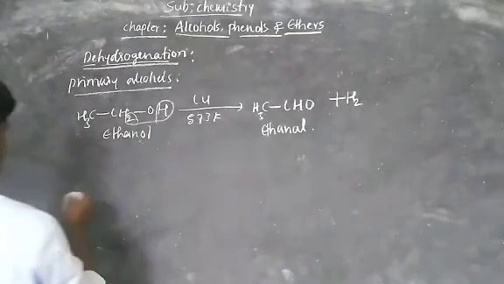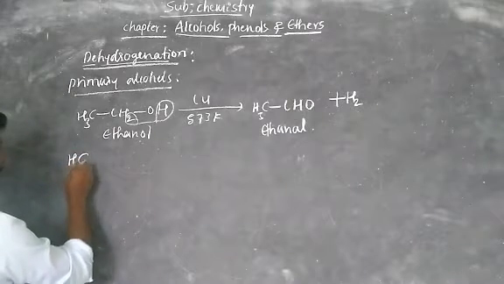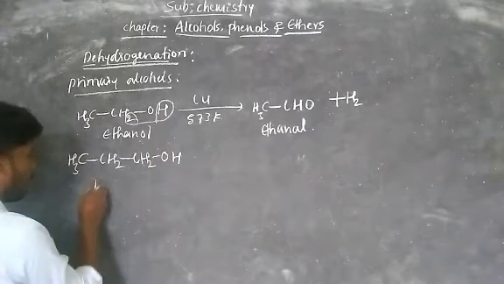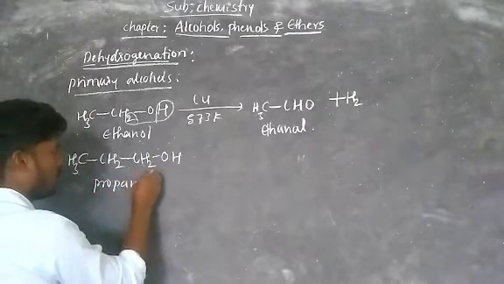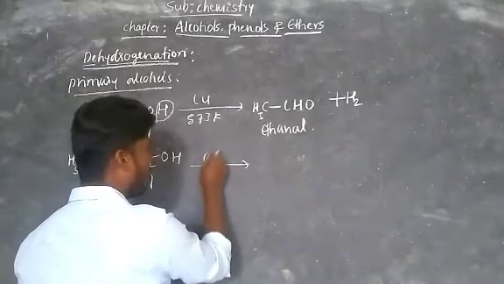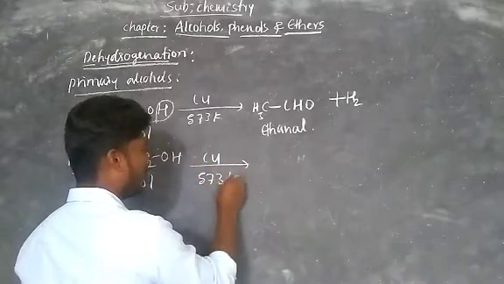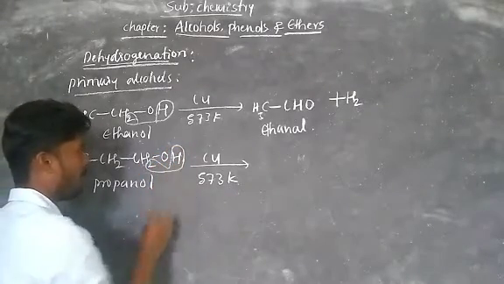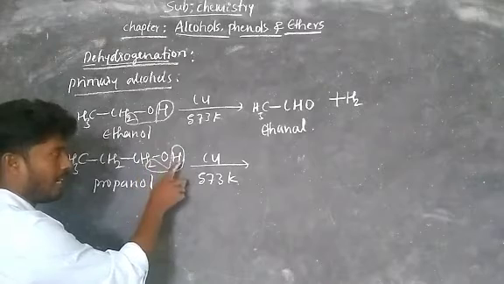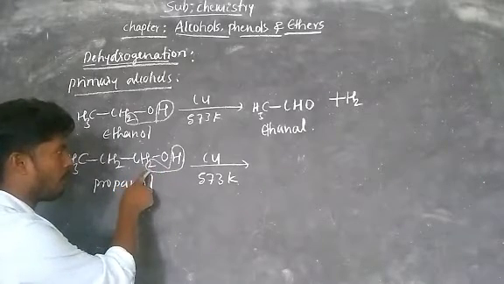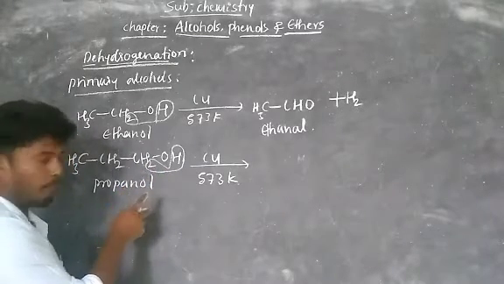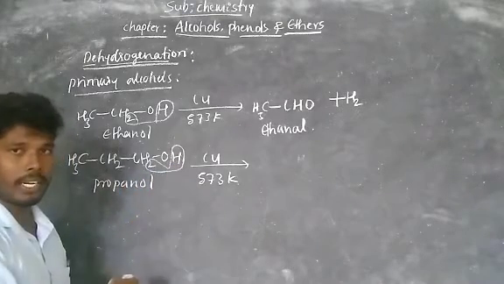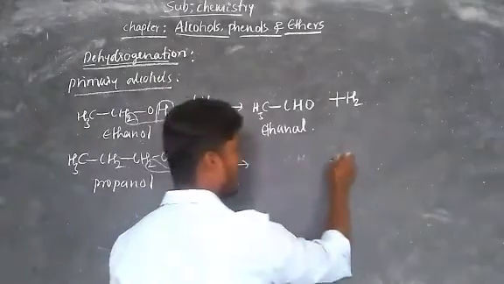Okay, similarly take a second example from primary alcohol, that is propanol, CH3, CH2, CH2 bond OH. This propanol is treated with copper at 573 Kelvin. So what do you expect here? One hydrogen from the hydroxyl group and one hydrogen from the neighboring carbon, that is the primary carbon. Dehydrogenation takes place, you get aldehyde. H and H becomes H2 gas.